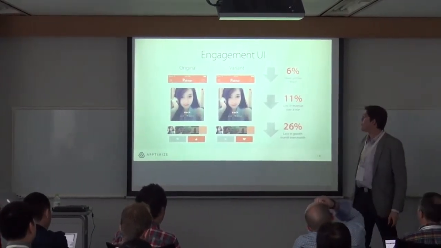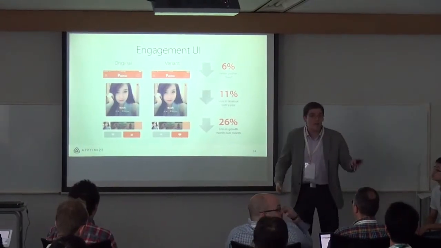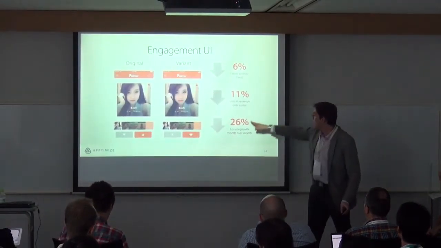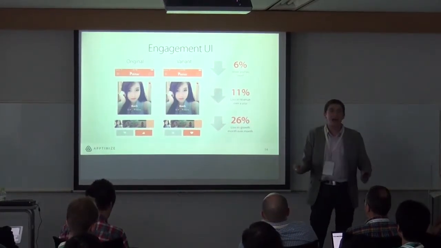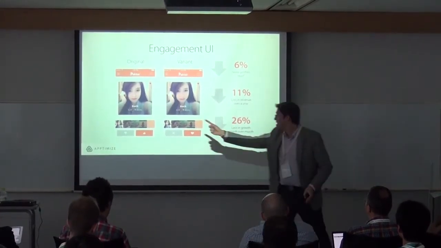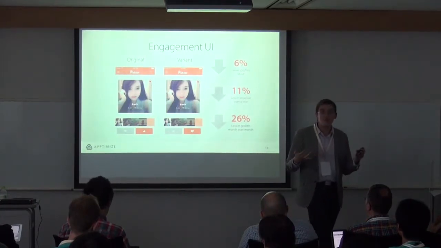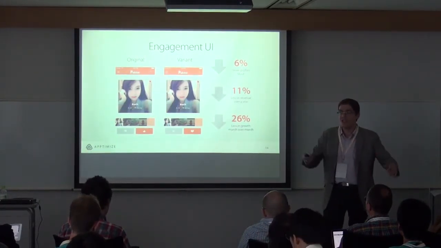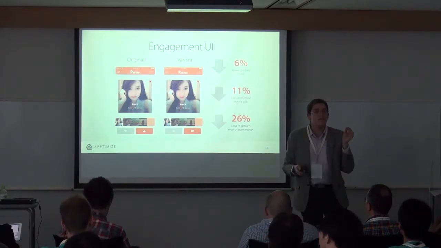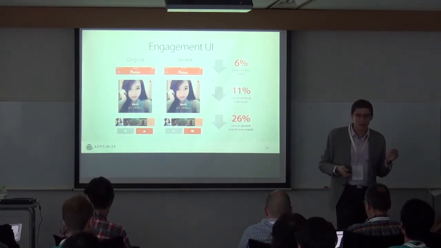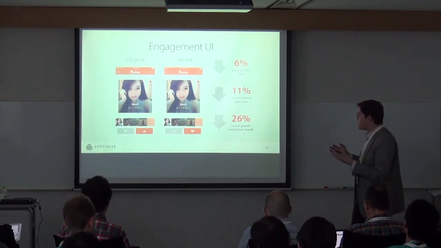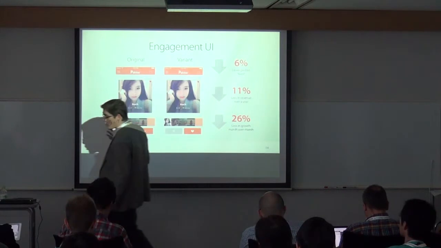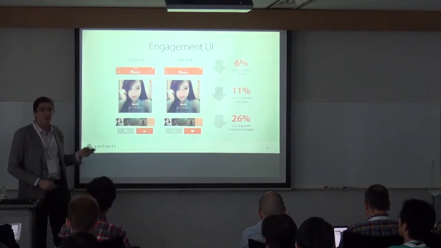A 6% drop in profiles like which, however, when you do the math, comes down to 11% loss in revenue and 26% loss in growth. Why? Because the engagement, this is what the users spend all their time doing. The fewer profiles they tap, the fewer people they get in their list, the fewer messages they send, the more the app goes down. Again, a very small change, changing two icons in a part, has an effect that is extremely large.